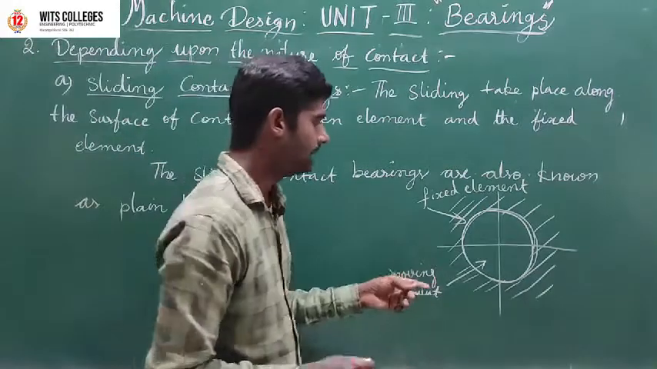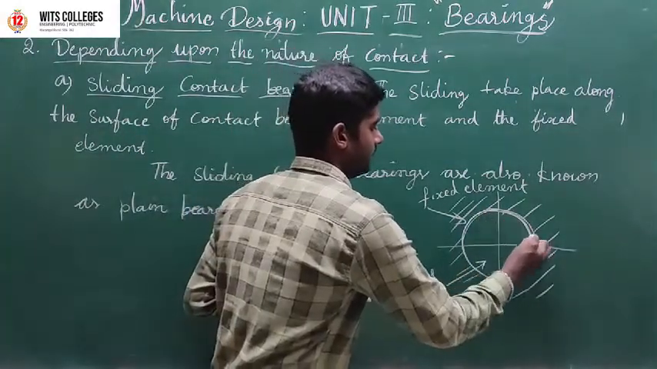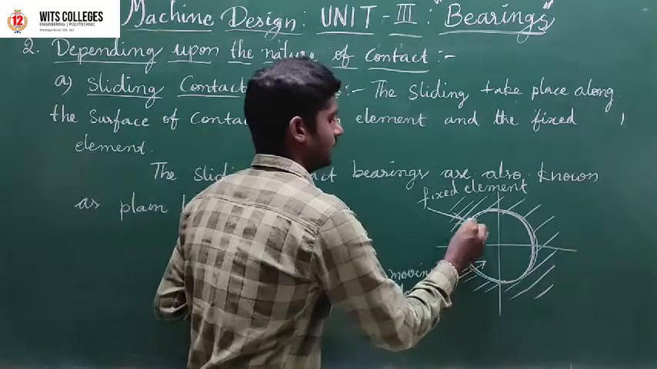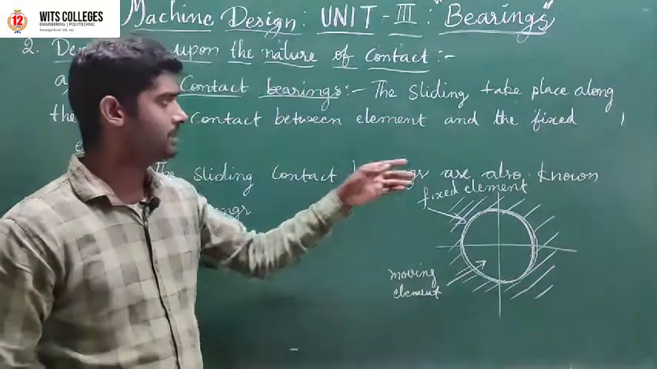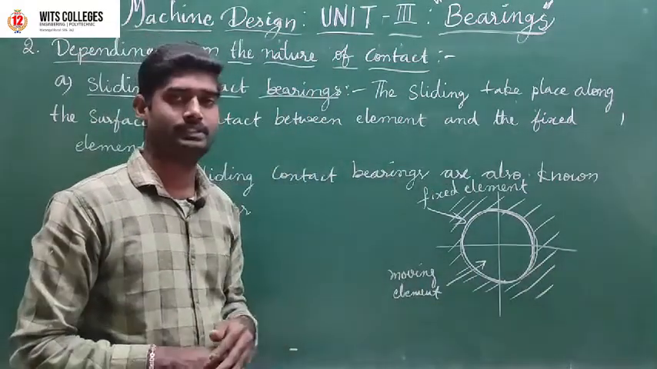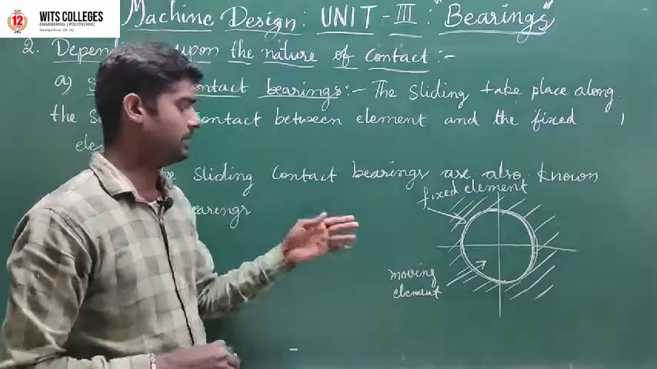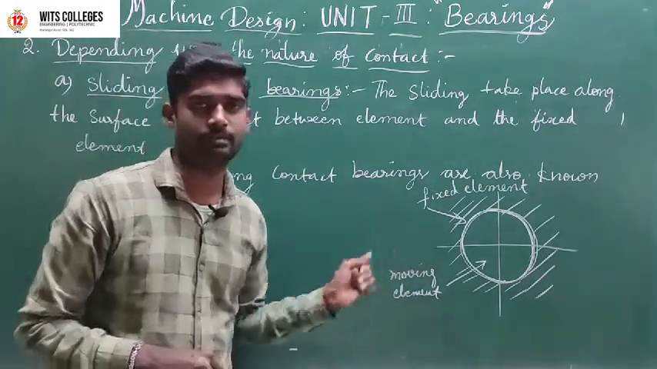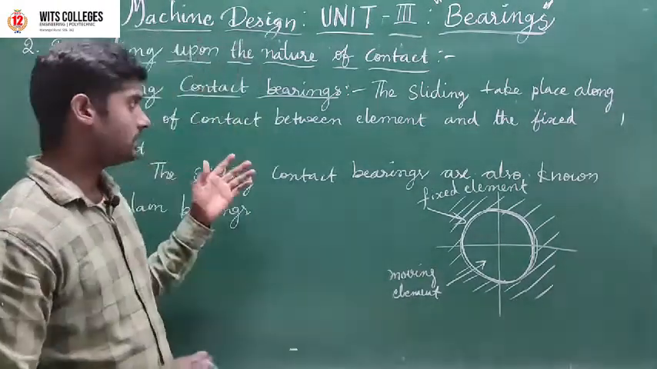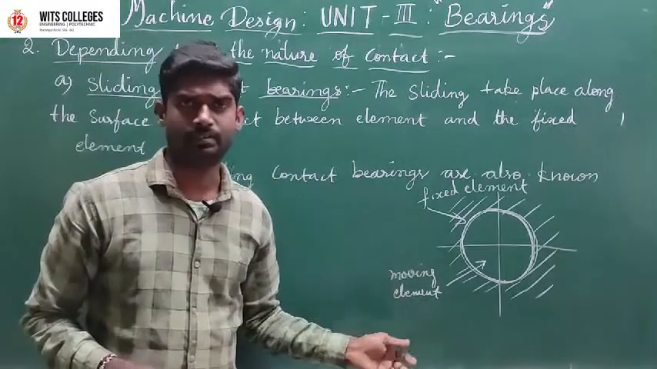This is the example. The sliding contact along the surface between the moving element and the fixed element is called a sliding contact bearing. Next, the second one, rolling contact bearings.